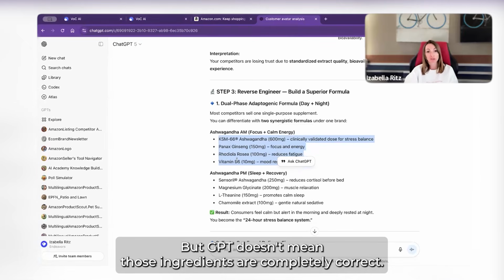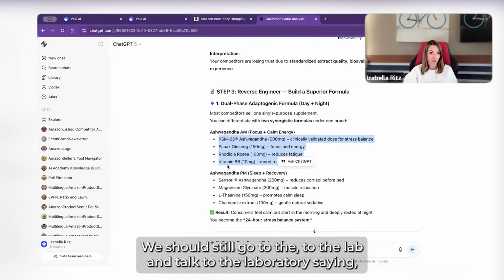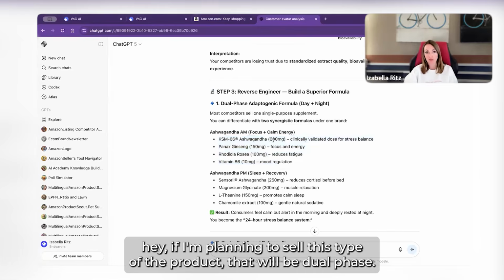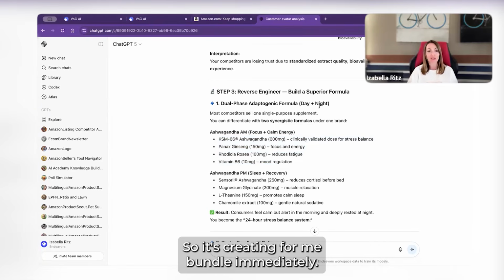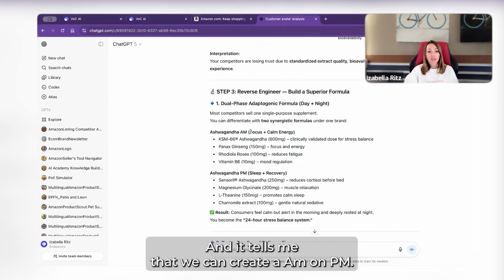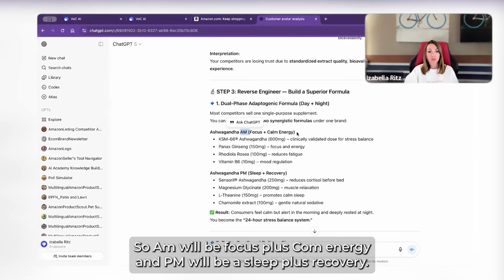It doesn't mean those ingredients are completely correct. We should still go to the lab and talk to the laboratory, saying, hey, if I'm planning to sell this type of product, that will be dual phase day and night. My ChatGPT is very well trained and it knows what I will be asking, so it's immediately creating a bundle for me. And it tells me that we can create AM and PM. AM will be focus plus calm energy and PM will be sleep plus recovery.